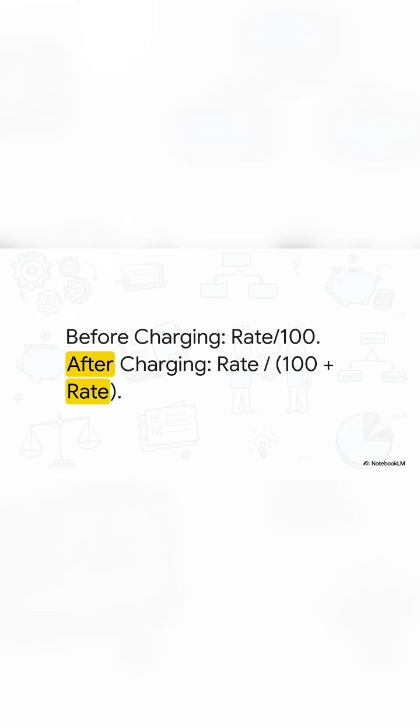But if it explicitly says after charging, the denominator shifts. You have to take the rate and divide it by 100 plus the rate. So a 10% commission suddenly becomes 10 over 110. If you miss that one tiny phrasing difference, your entire calculation is going to be off.